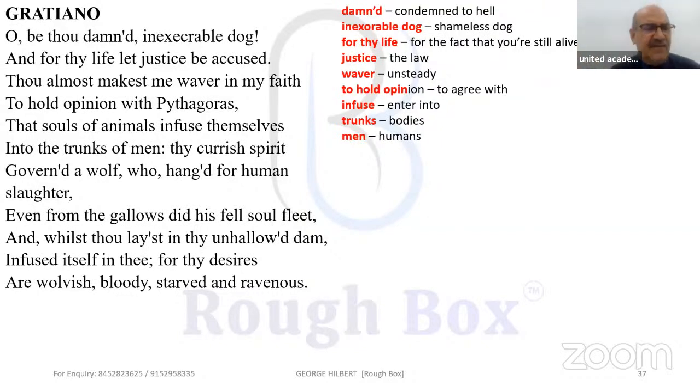Thy currish spirit governed a wolf. Currish means dog-like. Your dog-like spirit governed a wolf, was occupied by a wolf. You know what a wolf is? It's a canine. It's a wild dog which lives in the jungle. So your dog-like spirit was occupied by a wolf. Yes, who hanged for human slaughter, who was to be hanged for slaughtering humans.